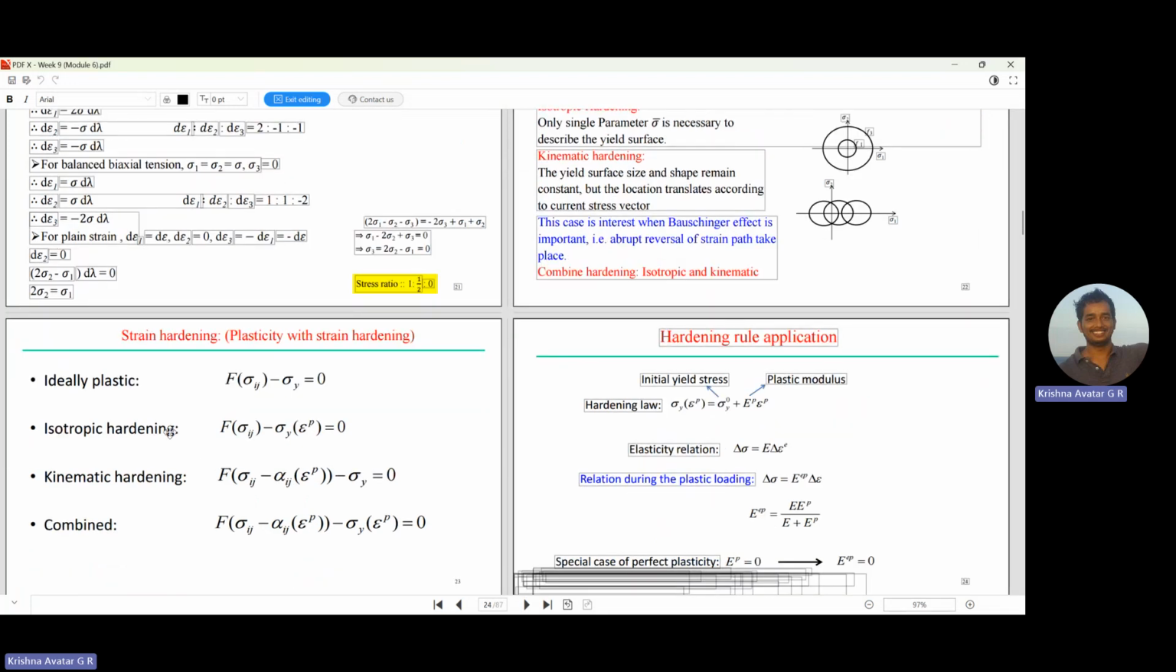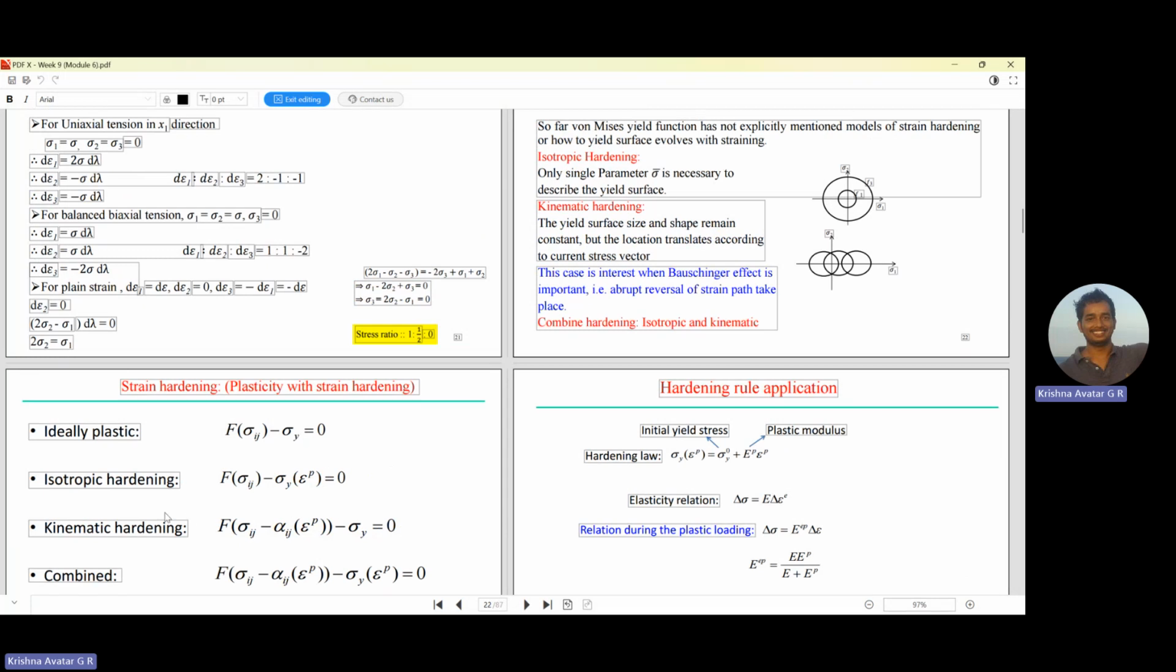For an ideally plastic material, all we need is to exceed the yield stress value. So this function just has to exceed that, right? Then we enter the plastic zone. For isotropic hardening, in that case our sigma remains as it is. I mean, we can have the yield function in terms of just the sigma components, and it's just the yield stress which keeps on changing with the plastic strain, as the metal keeps on accumulating plastic strain, right?